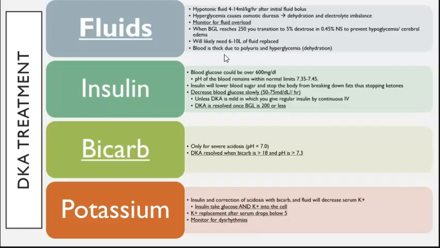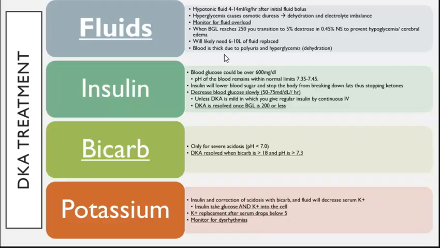Why are we giving bicarb? So we know why we give the fluids, because they're dehydrated and they're sick. We know why we give the insulin, because they don't have any. But why are we giving them bicarb? Because of the acidosis. We want to bring that pH up. So only for severe acidosis if the pH is less than 7. Remember, you can die with a pH of 6.9. So yeah, you need that bicarb. DKA resolved when bicarb is greater than 18 and the pH is greater than 7.3.